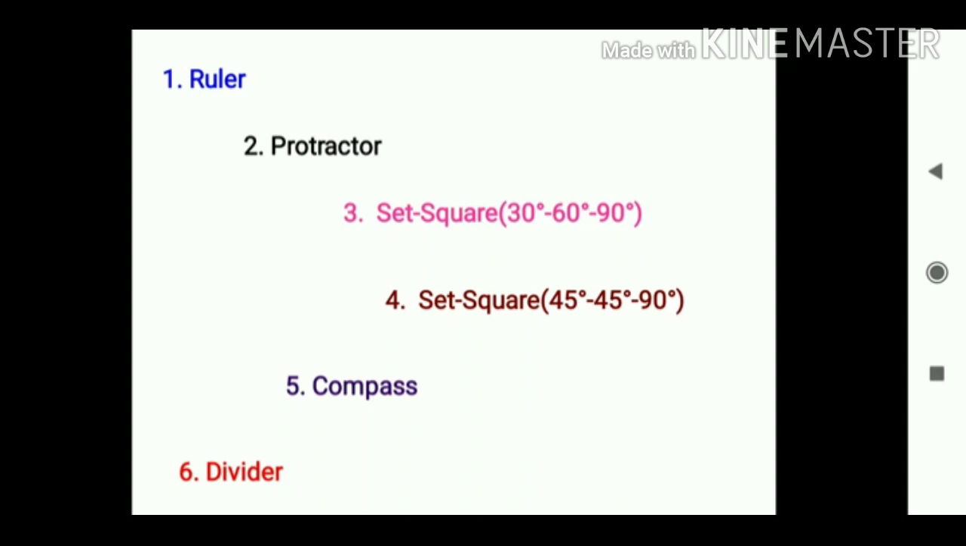One set square is of 30 degree, 60 degree and 90 degree, and the other is of 45 degree, 45 degree and 90 degree. The fifth one, which is lovable for all the children, you might have made different types of designs, especially circular designs using it, that is compass. And the sixth one is divider. Let's identify them.